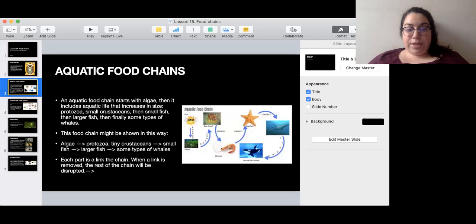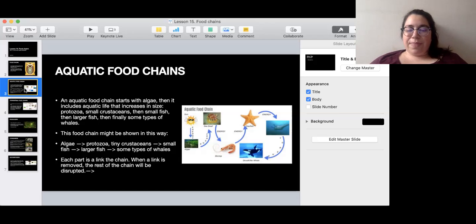If we are talking, for example, of an aquatic food chain, one that is happening in water, it usually starts with algae. You know that algae are those plants that are in rivers, in the ocean, okay? And they do photosynthesis. Okay, so it starts really small, like algae, protozoa, then small crustaceans, then small fish. And then those small fish get eaten by larger fish. And then those larger fish get eaten by some type of whale, for example.